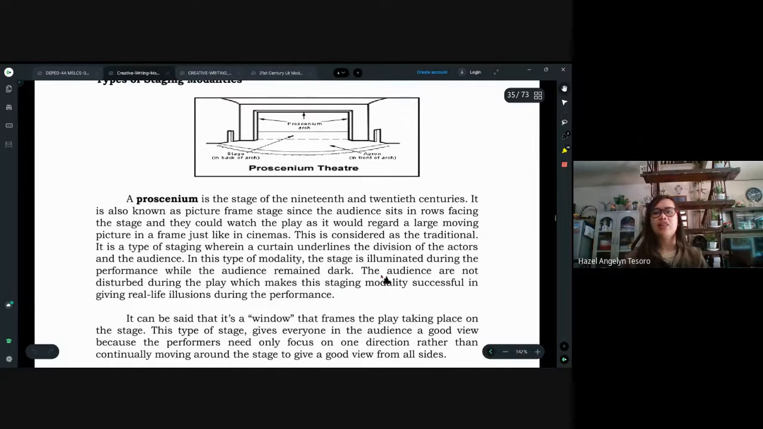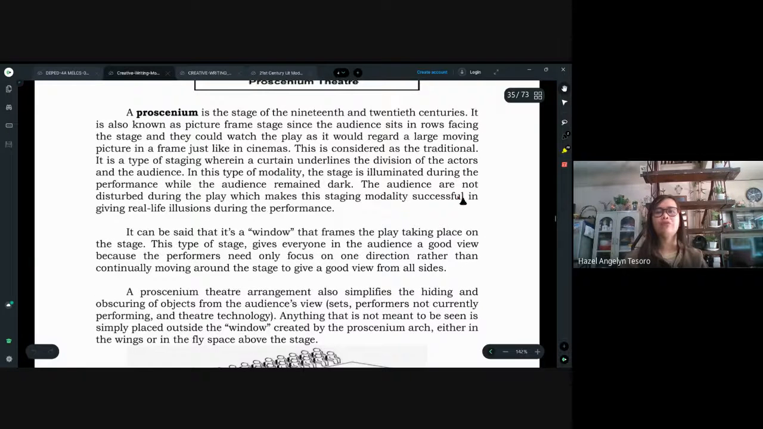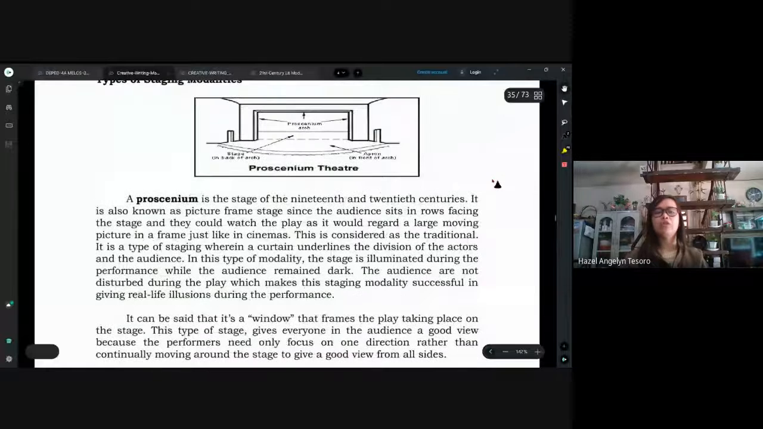So, ayan, the audience are not disturbed during the play, which makes the staging modality successful in giving real-life illusions during the performance. Ayan. So, you can see here, may parts pa nga siya dito. We have the apron, we have the stage, we have the proscenium arch. Okay? So it can be said that it's a window that frames the play taking place on the stage.